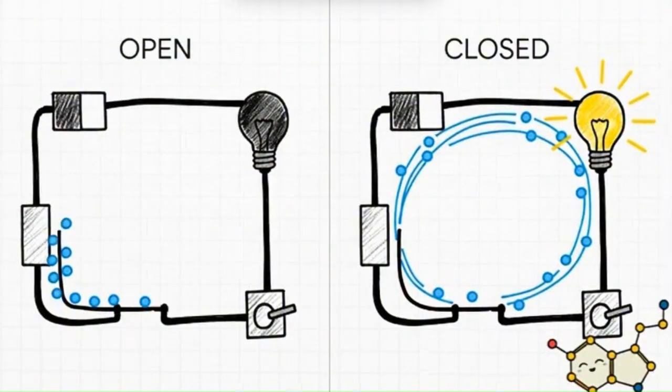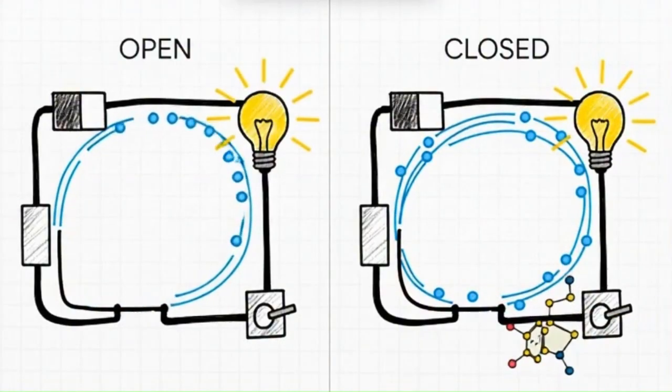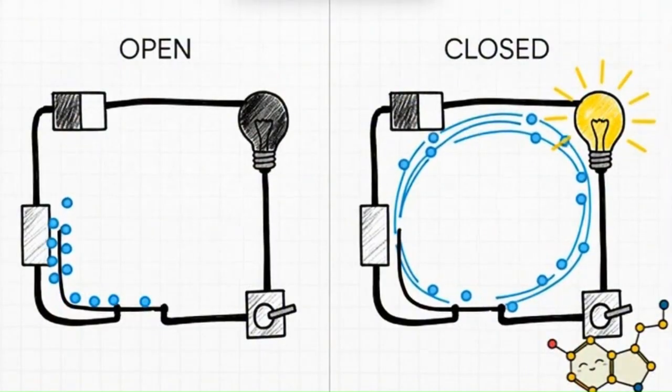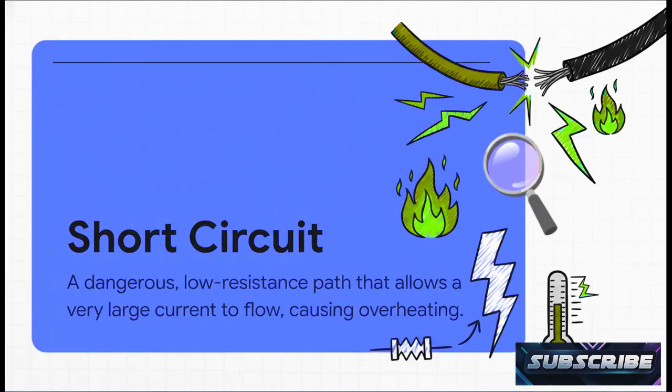When you flip a light switch, you're not doing anything magical. You're just closing a tiny gap in the wire, completing the loop, and letting the electrons flow. That's it. And that is why those plastic insulators are so incredibly important.